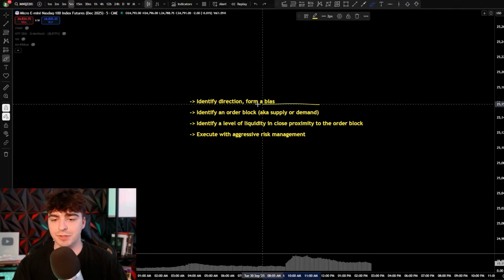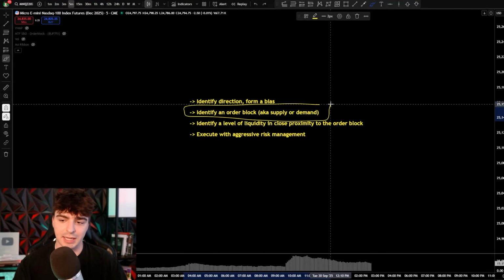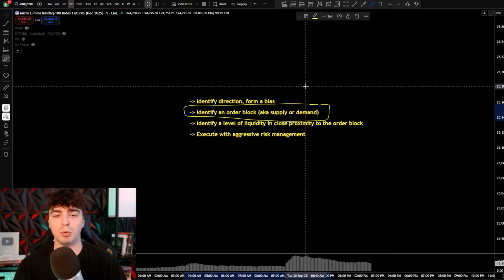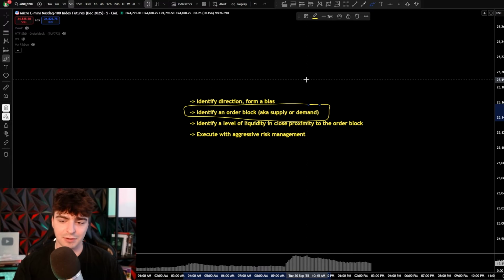The second step is going to be identify an order block, aka supply or demand. This is just a point in the chart where we see an imbalance between buyers and sellers. We'll break this down further into the video.